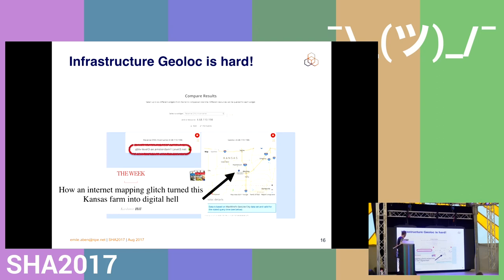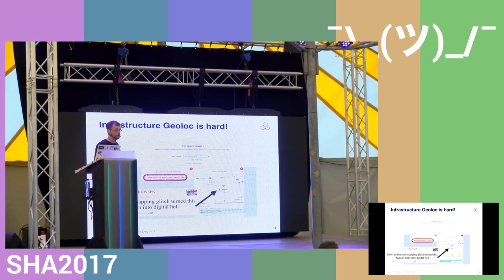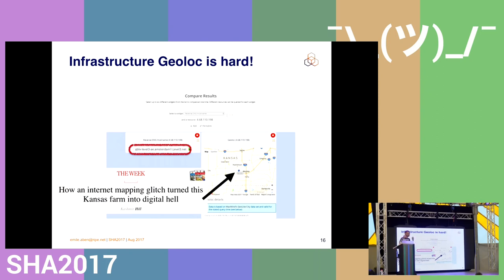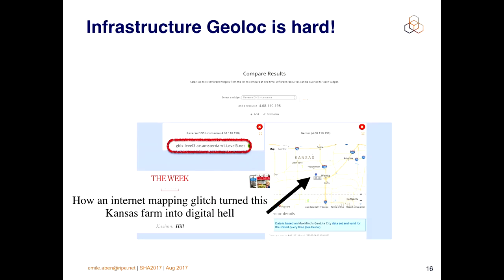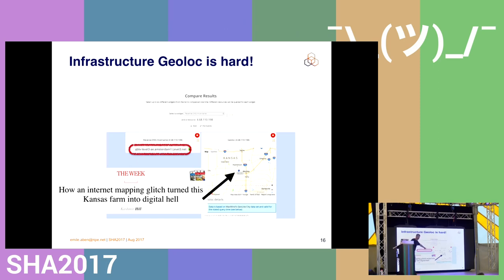And there are some nice articles on how an internet mapping glitch turned a Kansas farm into a digital hell. There's actually a farm there that receives police visits, angry boyfriends, whatever, because that's the centroid of the US. Whereas if you look at the host name that belongs to that, it pretty clearly says this is Amsterdam, and this network is pretty tidy in naming their names. People think these databases are pretty accurate, which they are for the edge of the internet, where the users are, but where there's infrastructure, these can be wildly inaccurate. So that's actually quite a problem for doing this type of thing.